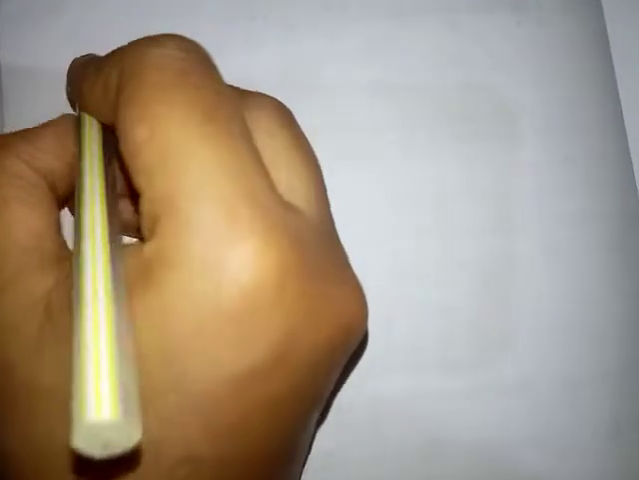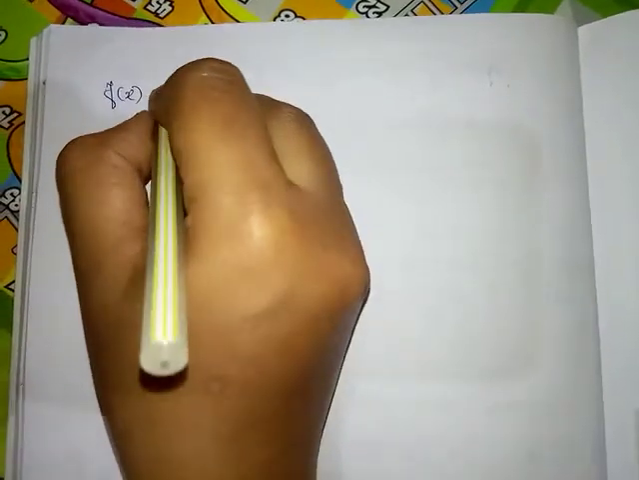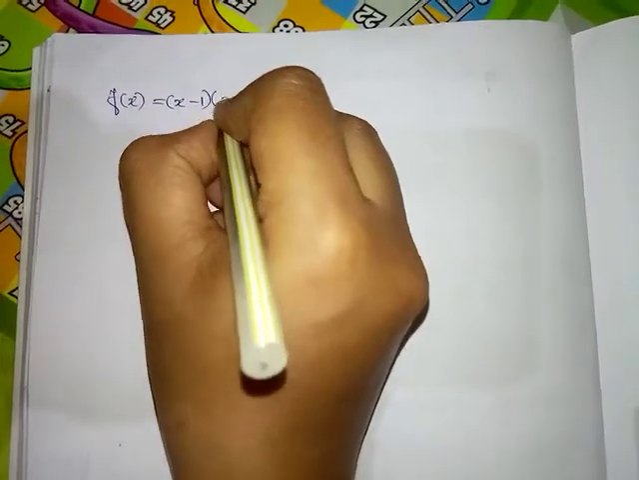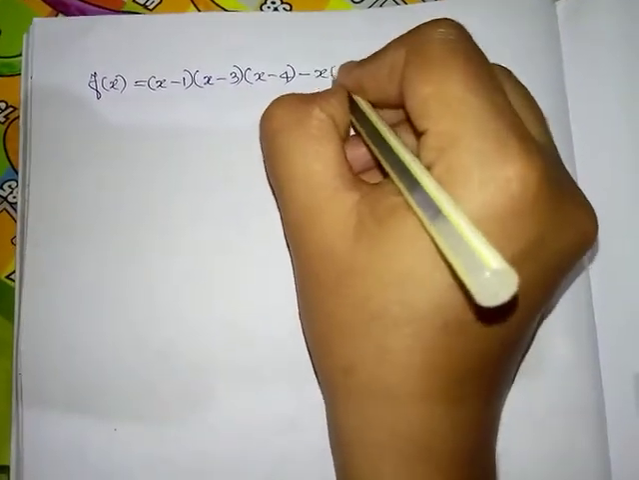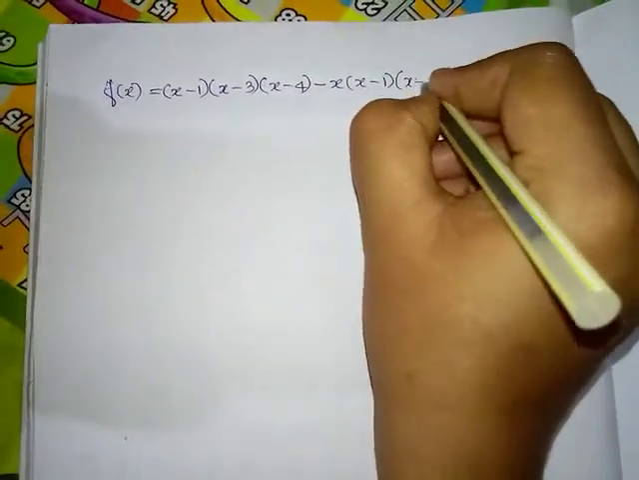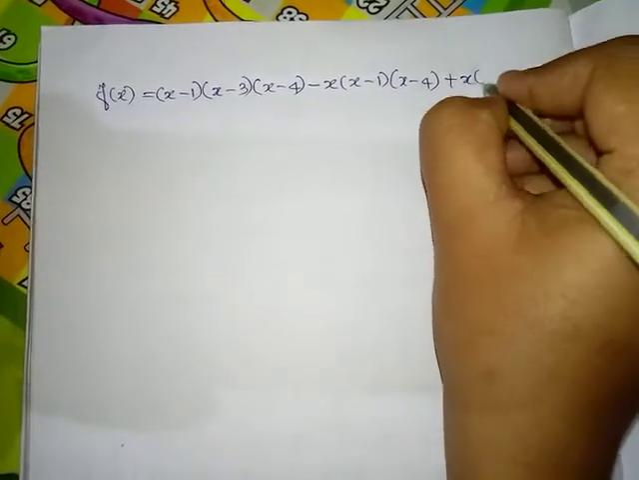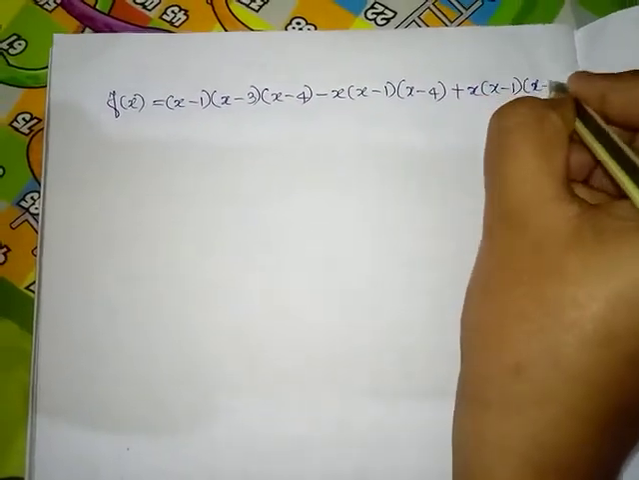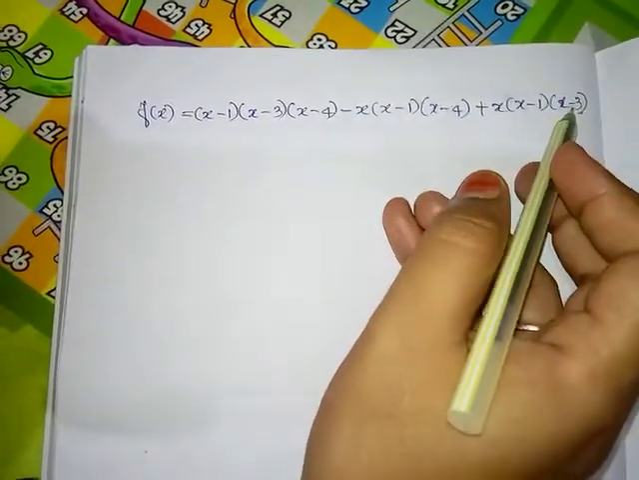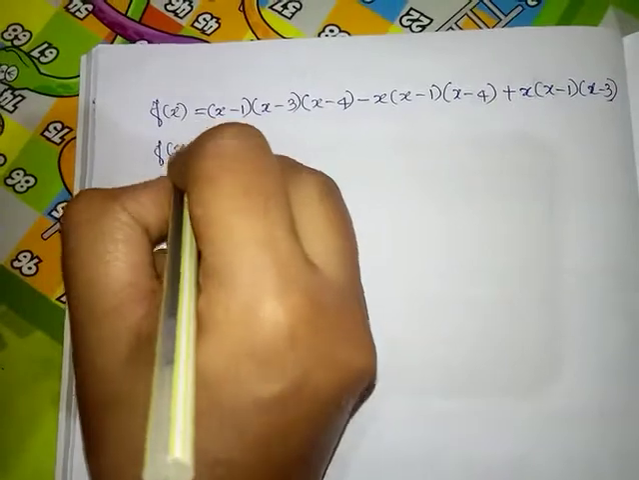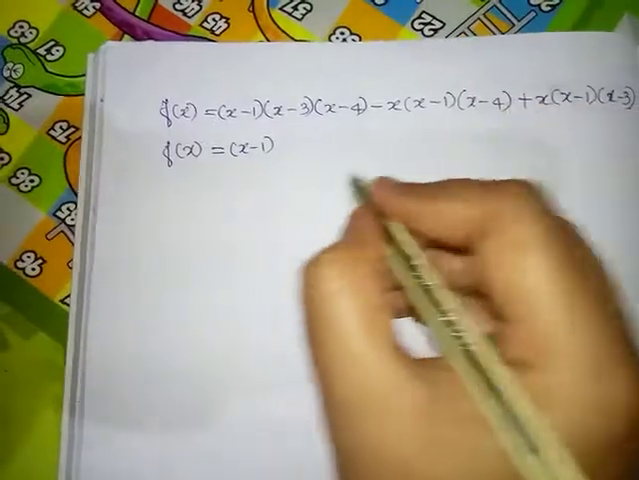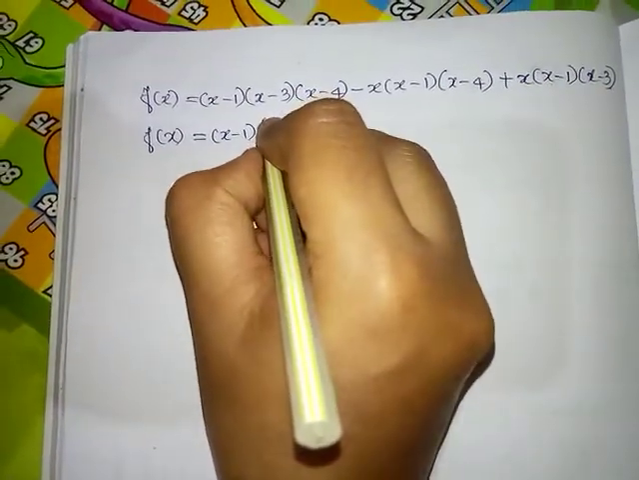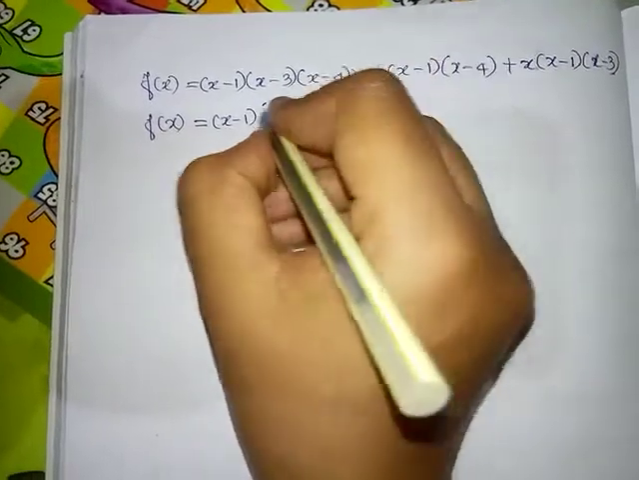Our f of x will be what? f of x is equal to x minus 1, x minus 3, x minus 4, minus x into x minus 1, x minus 4, plus x into x minus 1, x minus 3. In all these three terms, what is common? Only x minus 1 is common. Take only one term, x minus 1 is common.